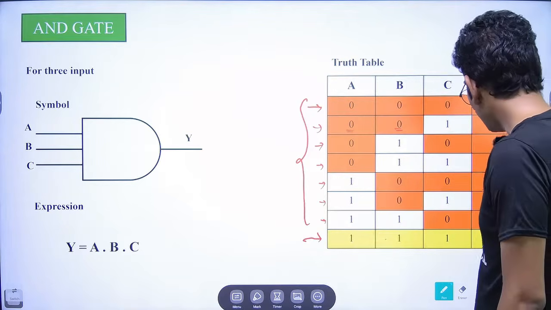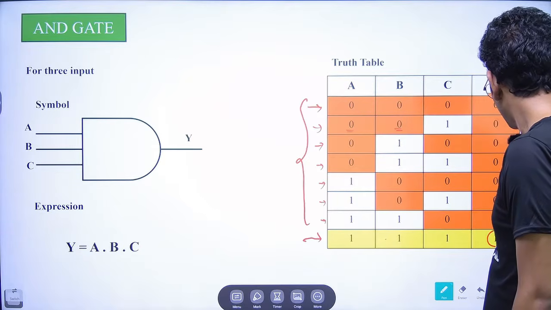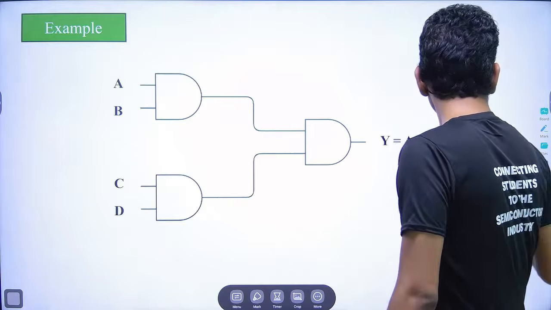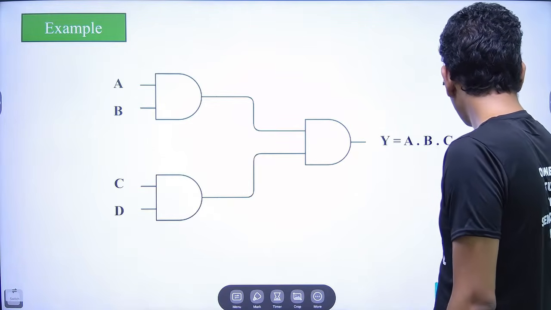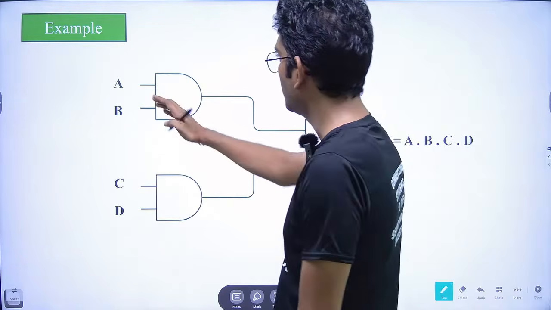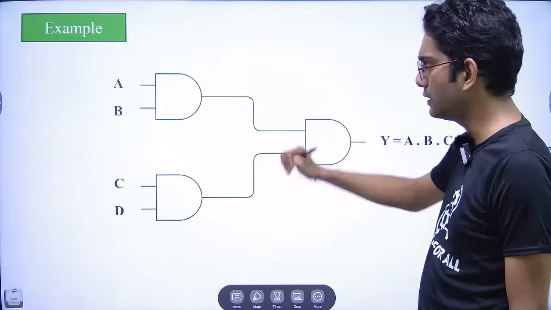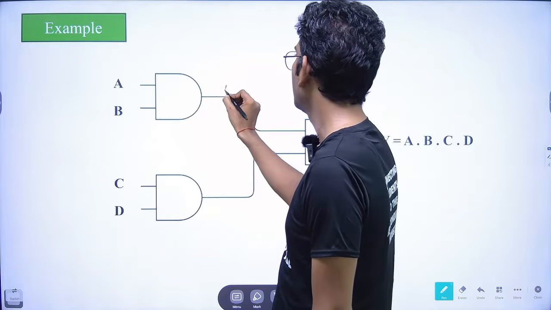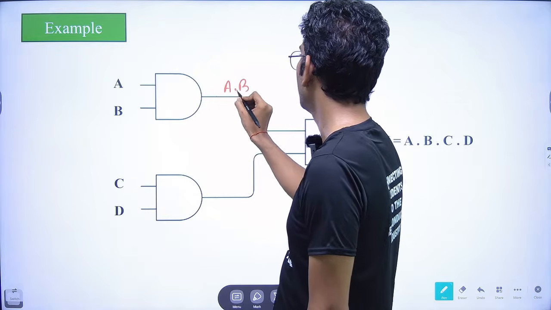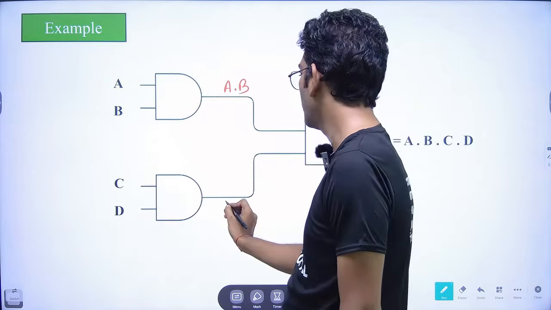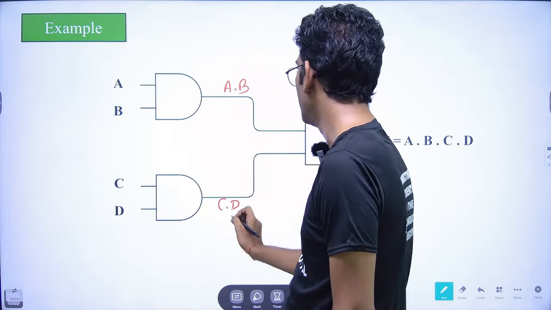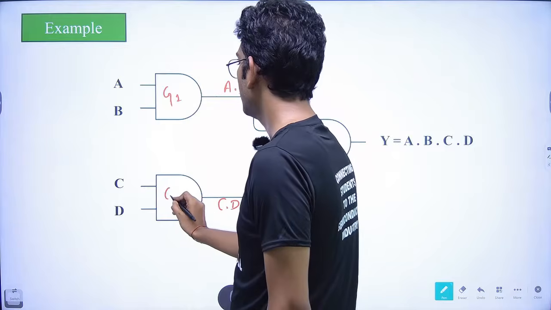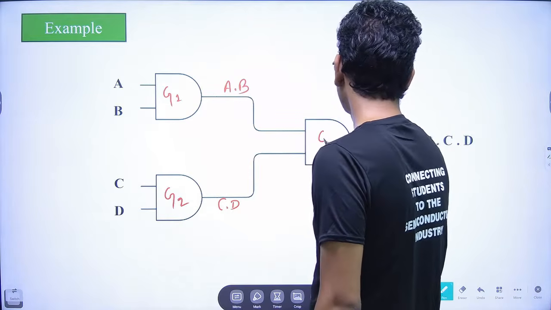Fine. Now coming to the next. Here I have taken an example, so let me tell you what is happening. So far I have only told you about the AND gate. This is the basic example. Two inputs are available, A and B, so the output would be A dot B, and from here the output would be C dot D. Now let us suppose this is gate 1, this is gate 2 and this is gate 3.